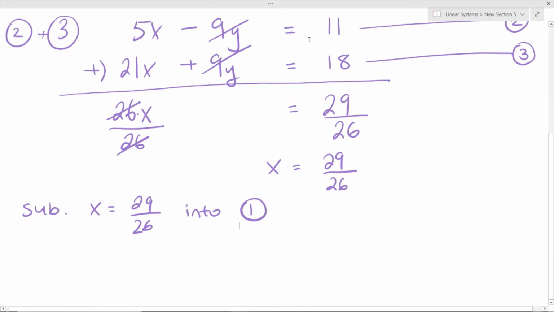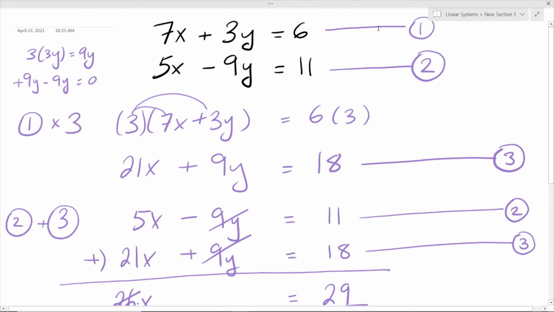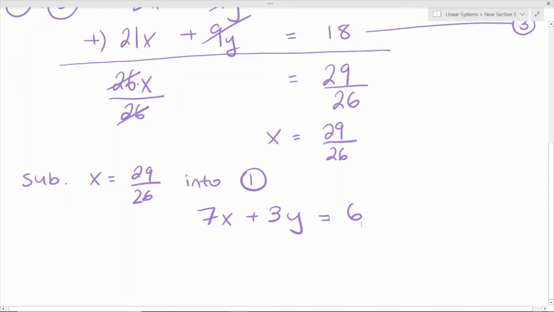I'm just going to copy that. So 7x plus 3y equals 6, right? This is the same as this here. I'm copying equation 1. So I'm just going to plug this value into the x right here. So I'm going to get 7 times 29 over 26 plus 3y is going to be equal to 6.